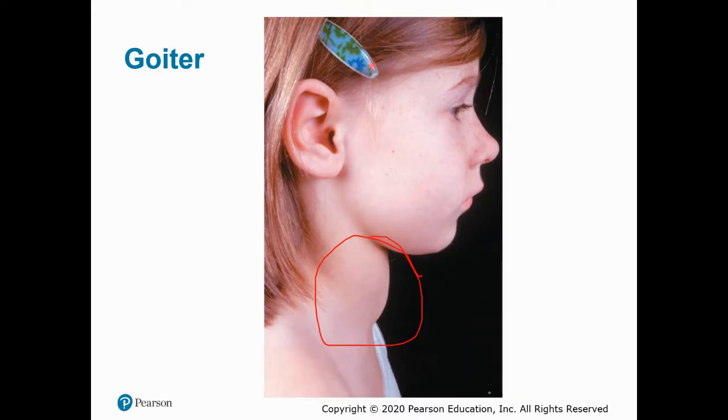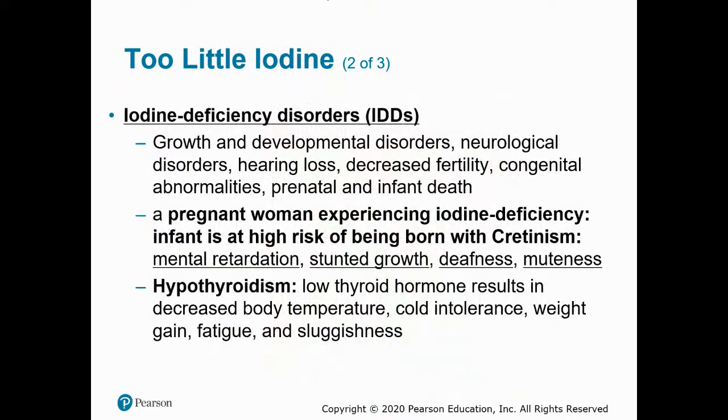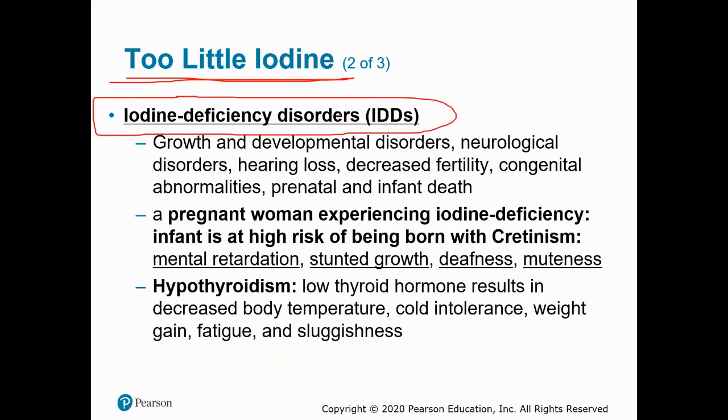Here's the picture of goiter. The thyroid gland is that little butterfly-shaped gland at the base of the neck. So this is showing an enlarged thyroid due either to too much iodine or too little iodine. Let's talk first about what happens when we have too little iodine. A few different things here. Collectively, we could call all of these iodine deficiency disorders, or IDDs.